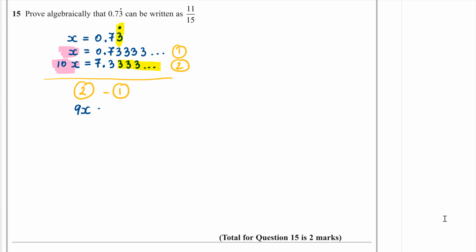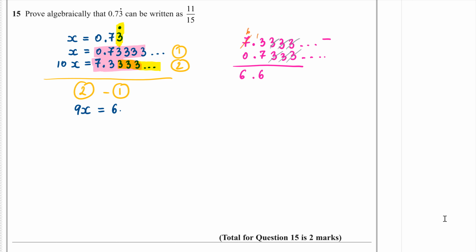9x, and 7.333 minus 0.7333 is 6.6. We times both sides by 10, so instead of the decimal 6.6, we have 66. Then divide by 90. At this point, you can just use a calculator if you want. 66 divided by 90, and press the S-D button if you need to convert it to a fraction. That is 11 over 15.